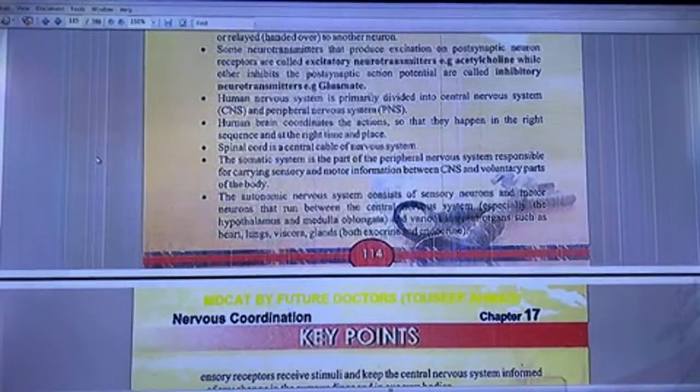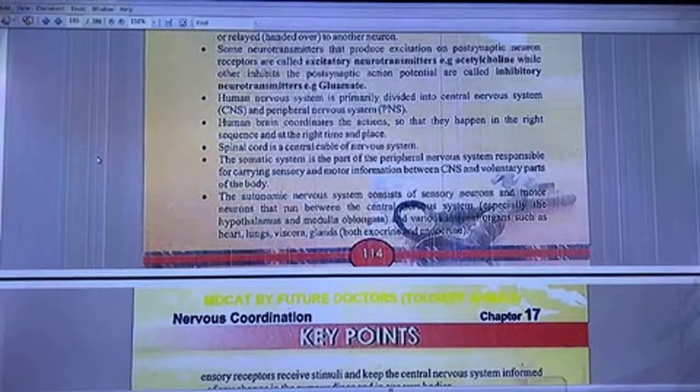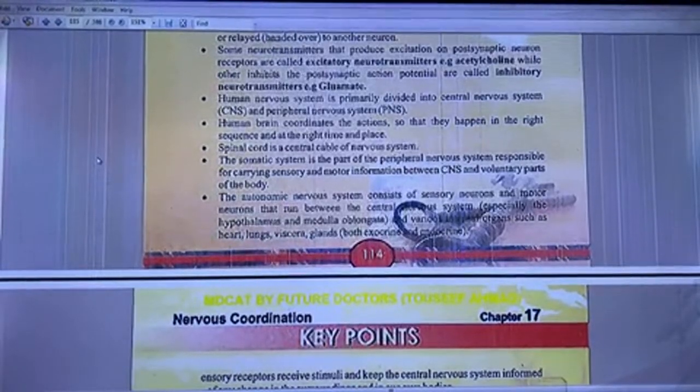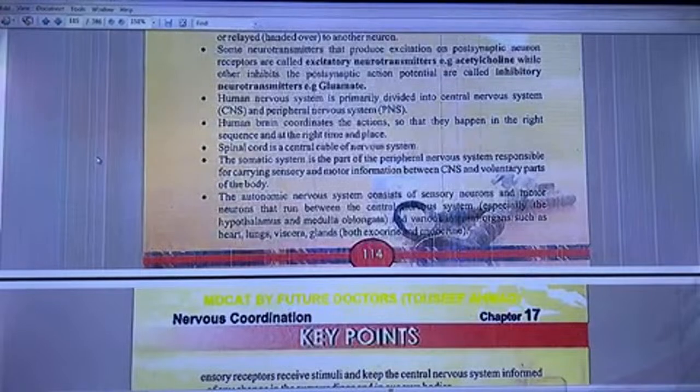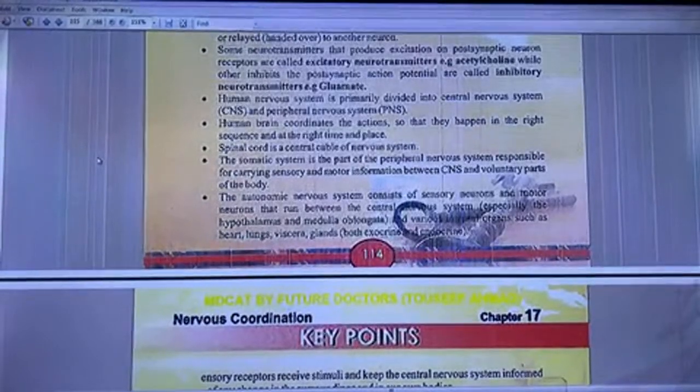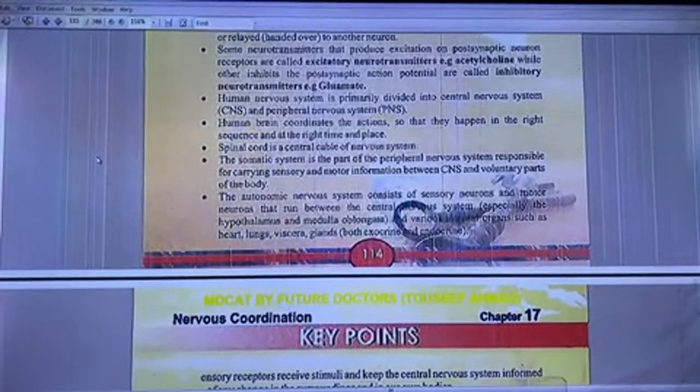The human nervous system is primarily divided into the central nervous system and the peripheral nervous system. The human brain coordinates the actions so that they happen in the right sequence and at the right time and place. Spinal cord, the central cable of the nervous system.